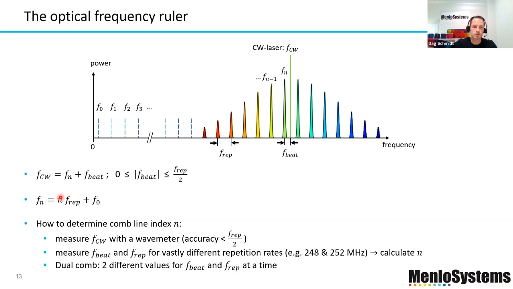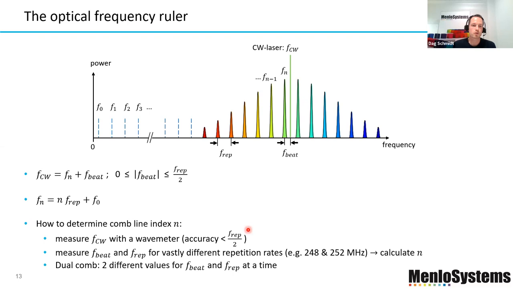So how to determine the comb line index n? Well, the easiest way is just to measure the CW laser with a wavemeter, which has a reasonable accuracy, which must be better than half the repetition rate. Then you can just use this formula and divide it and get the number n, which will of course then not be an integer number precisely, but then you round to the next integer number and you know that this is the correct mode you're measuring at.